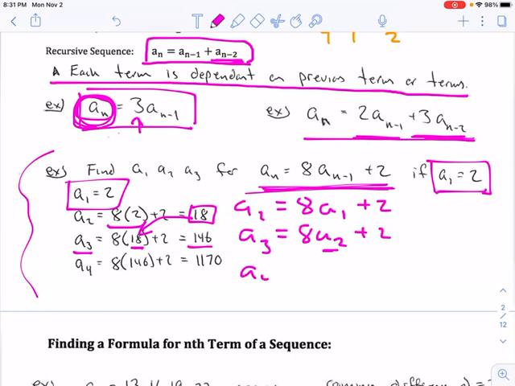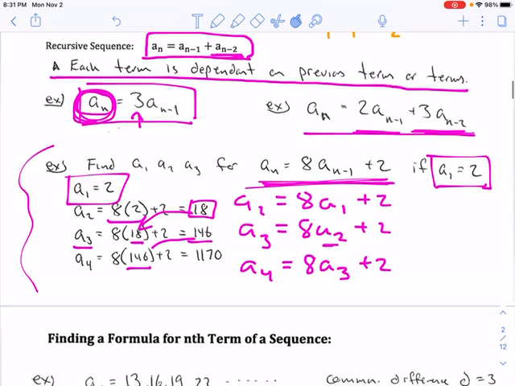And now a sub 4 will be equal to 8 times the previous term, a sub 3, plus 2. Well, 8 times the previous term was 146, so 8 times 146, I guess it was 1168, plus 2 is 1170. And so that's how you work with recursive sequences. Okay, recursive sequences are very important in mathematics.